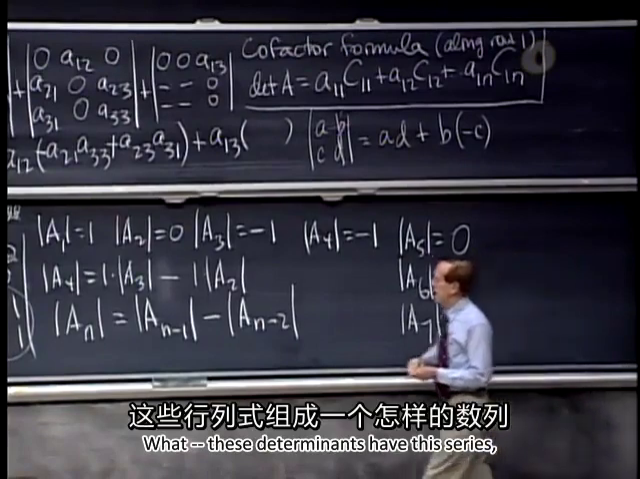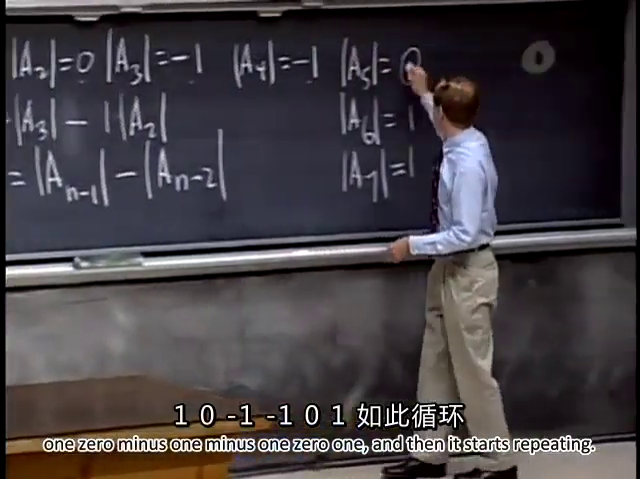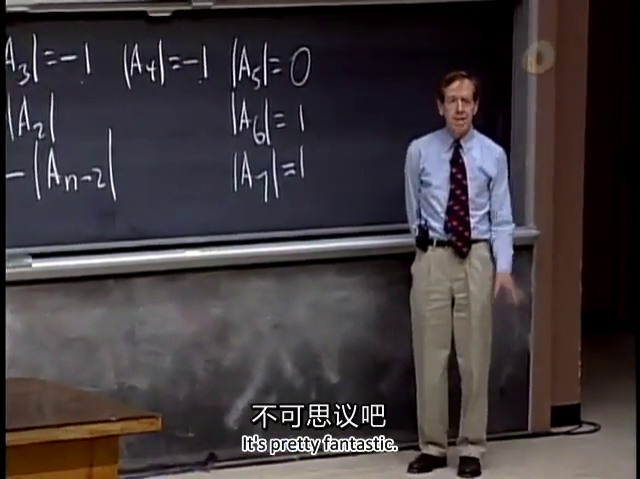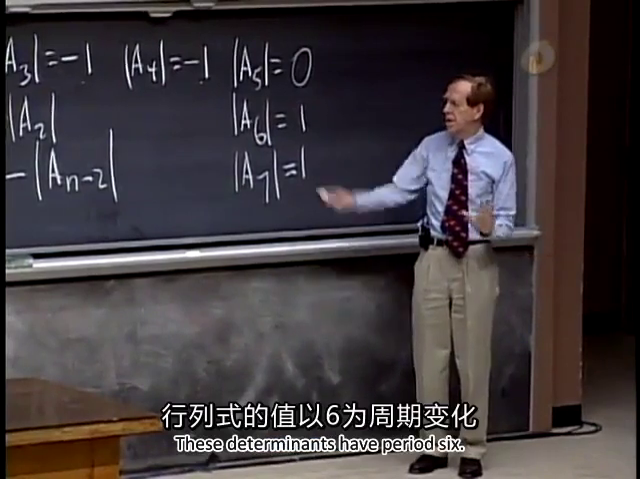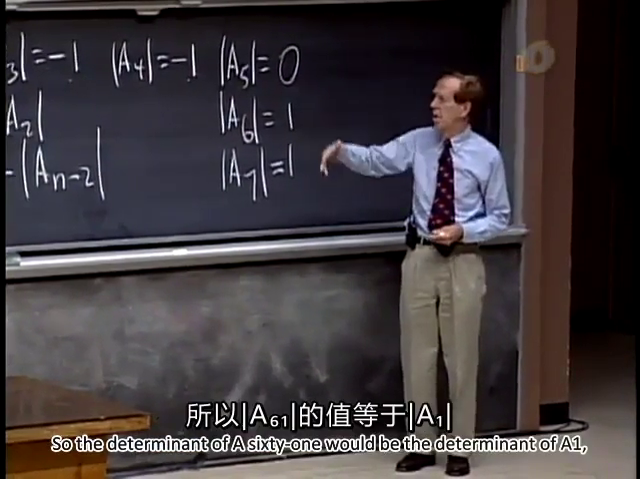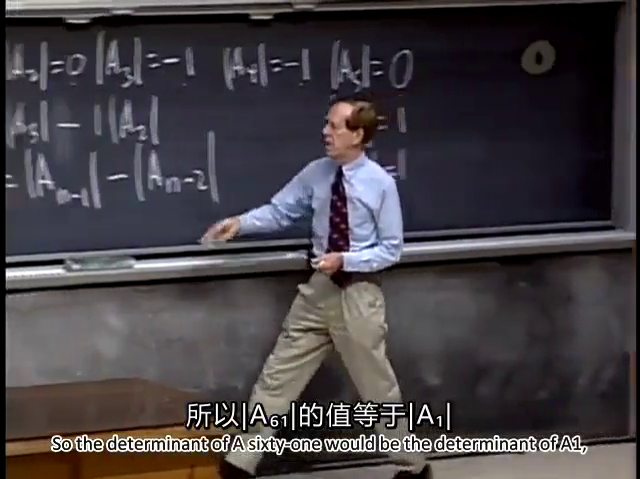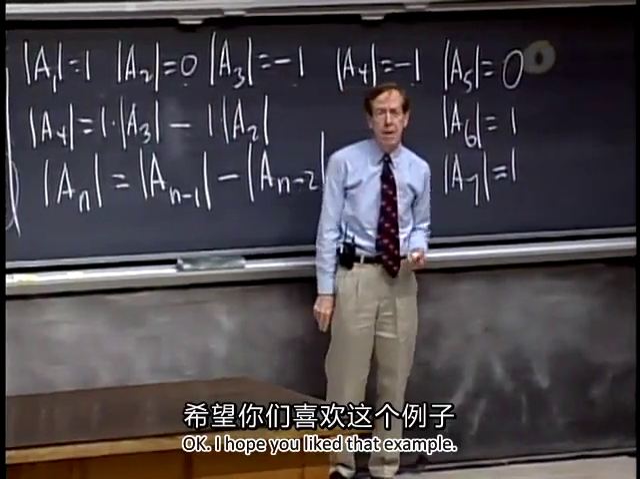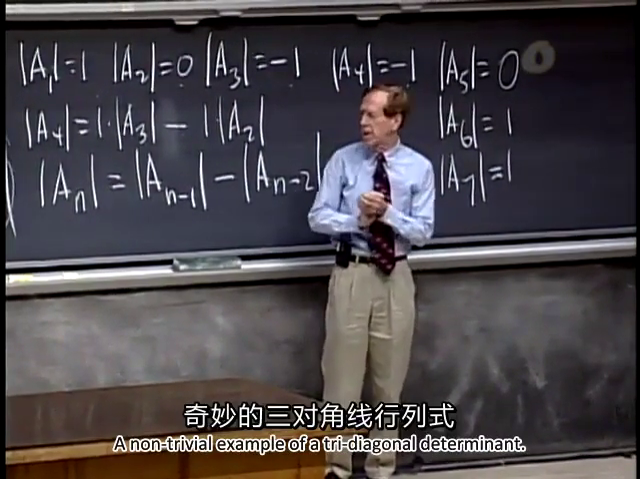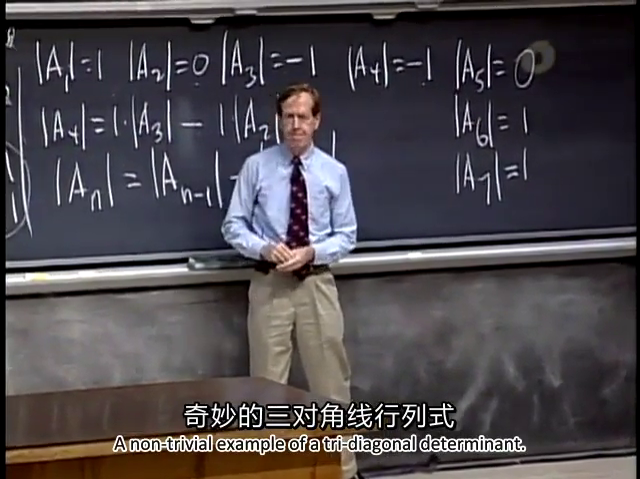These determinants have this series: 1, 0, minus 1, minus 1, 0, 1, and then it starts repeating. It's pretty fantastic. These determinants have period 6. So the determinant of A61 would be the determinant of A1, which would be 1. Okay, I hope you liked that example, a non-trivial example of a tridiagonal determinant.